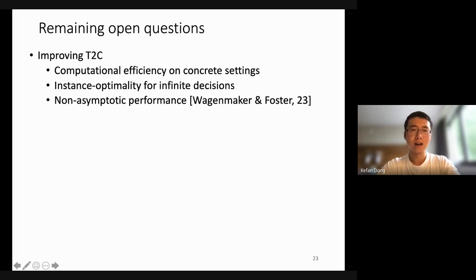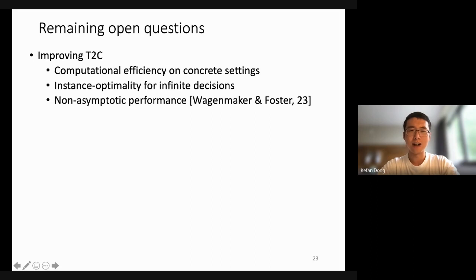And lastly, we can look at the non-asymptotic performance of the T2C algorithm. This is because in our analysis, we just directly throw away all the low order terms. But if we analyze that carefully, the low order term will be growing linearly with the size of the decision space. And that is not acceptable if you only have a small number of interactions.